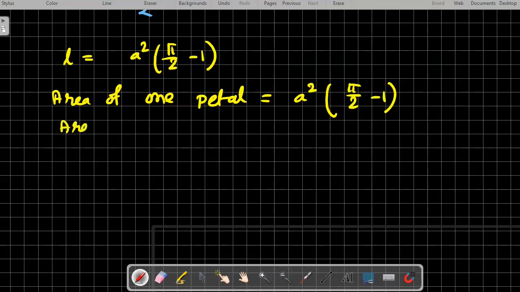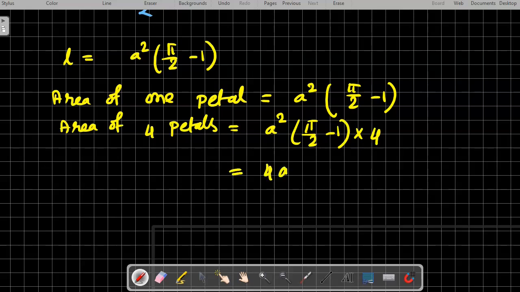Therefore area of 4 petals is equal to a square into pi by 2 minus 1, into 4, that is equal to 4 a square into pi by 2 minus 1. This is area of the flower.